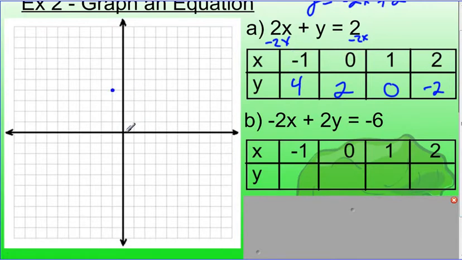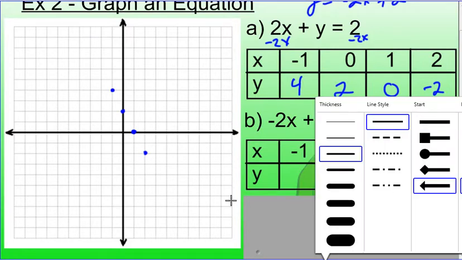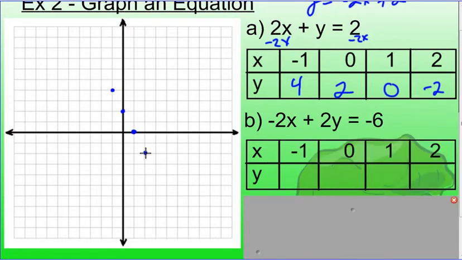0, 2. 0, 2. 1, 0. 2, negative 2. Now you see how this makes a nice straight line. We want to continue this straight line. So got arrowheads here, good. Now I'll make mine small and then I'm going to make it bigger. It's a little bit easier to make the line straight this way.